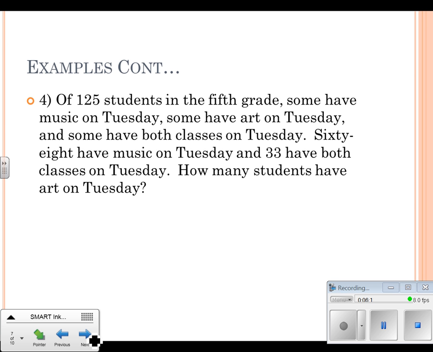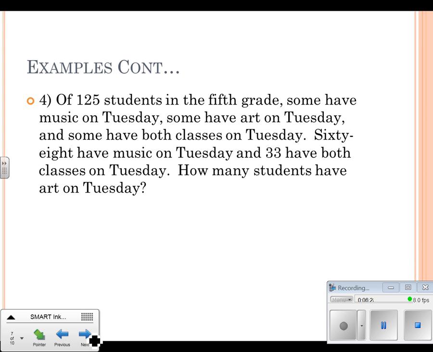Of 125 students in the 5th grade, some have music on Tuesday and some have art on Tuesday and some have both classes on Tuesday. 68 have music on Tuesday and 33 have both classes on Tuesday. How many students have art on Tuesday?